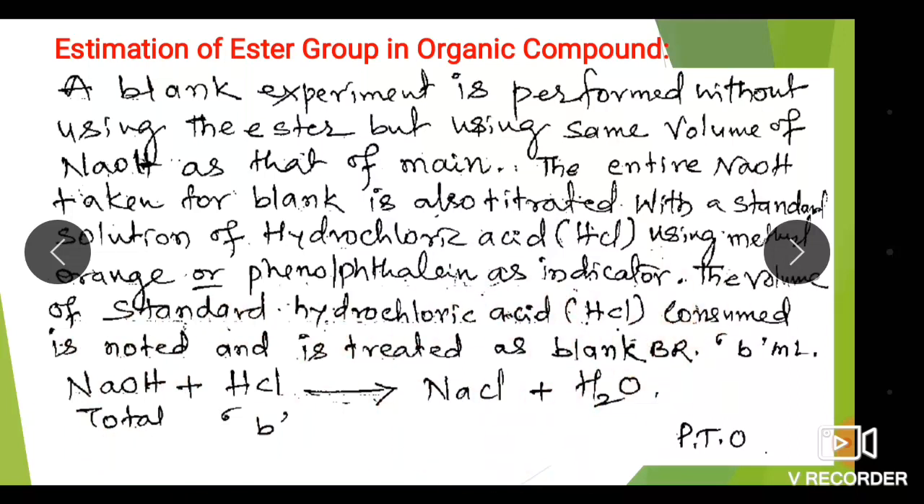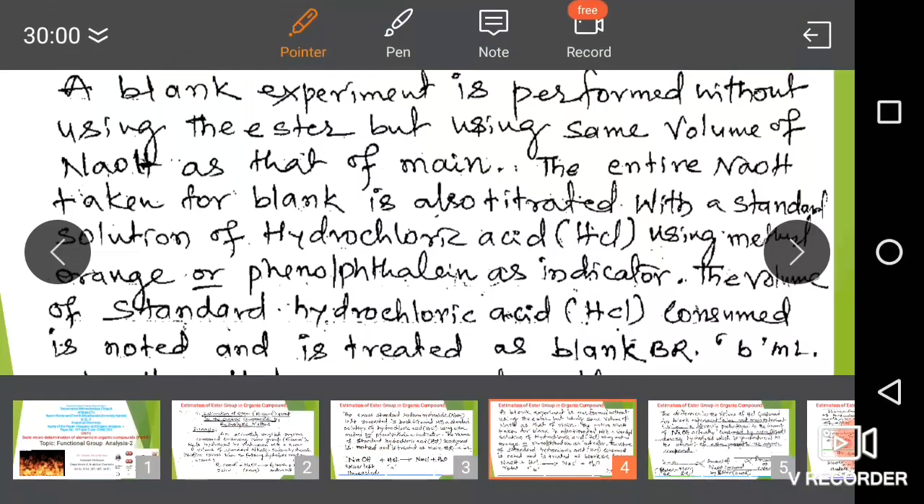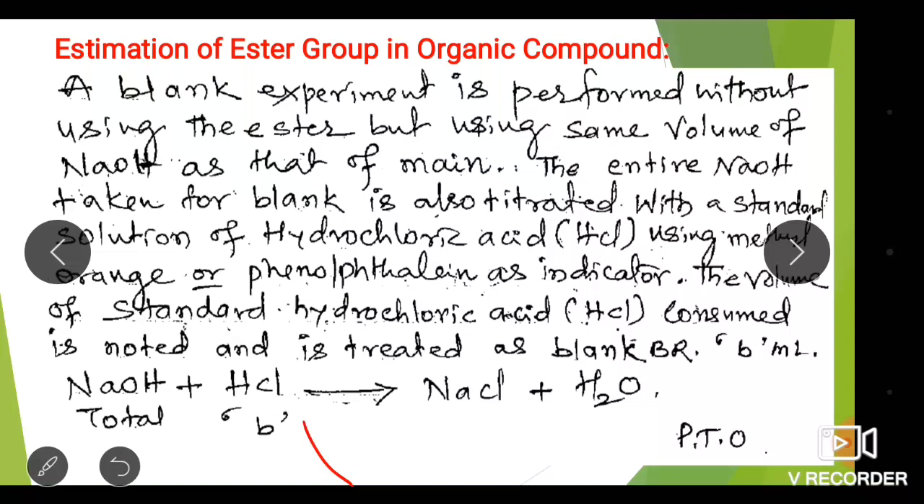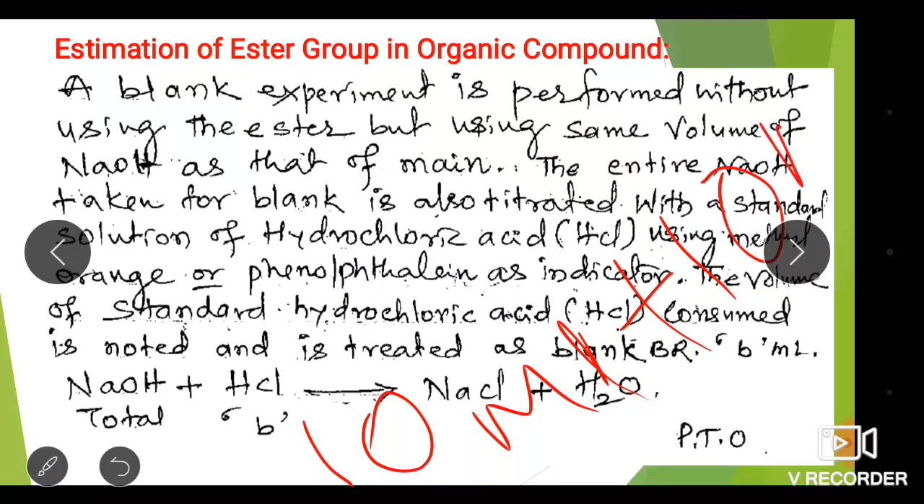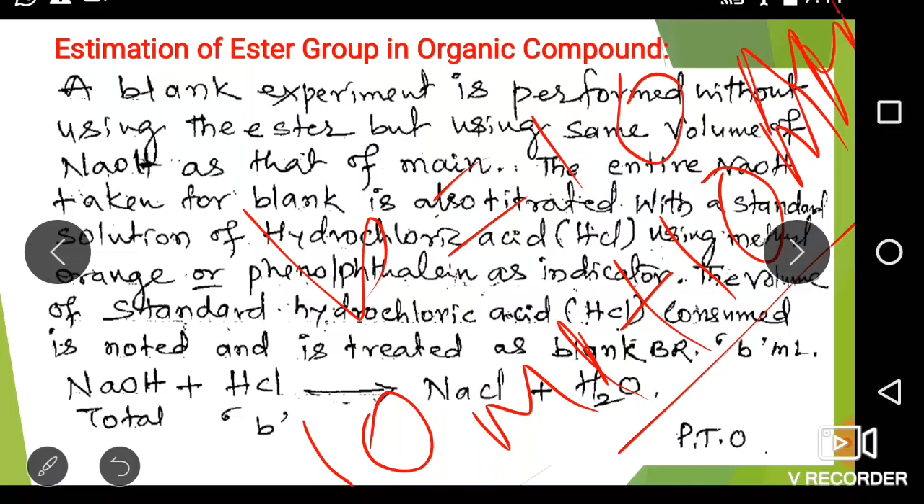Whatever amount of NaOH, the standard alkali solution, is taken, that amount of hydrochloric acid is consumed by that alkali solution. Suppose 10 ml of NaOH solution is taken, then to neutralize it we will require 10 ml of HCl. This means the reading for this blank titration, B, is equal to 10 ml.